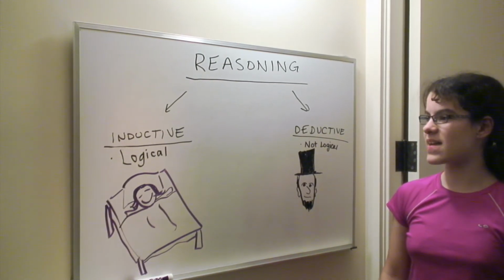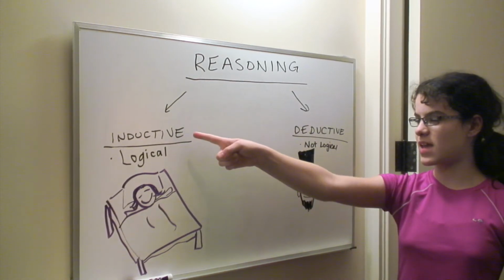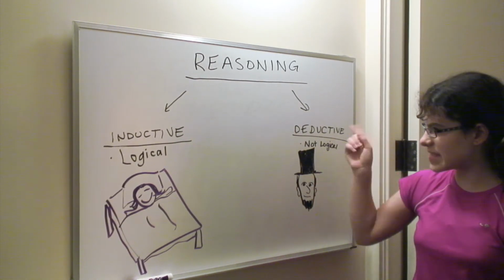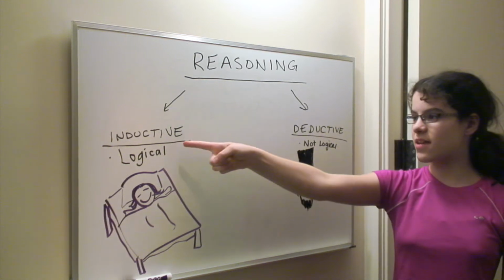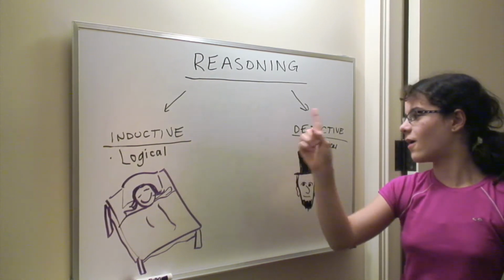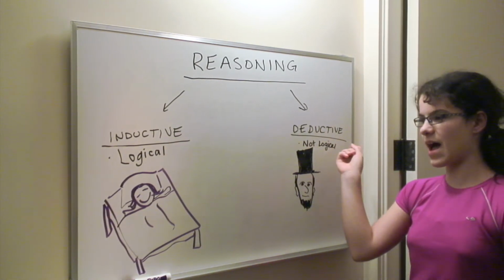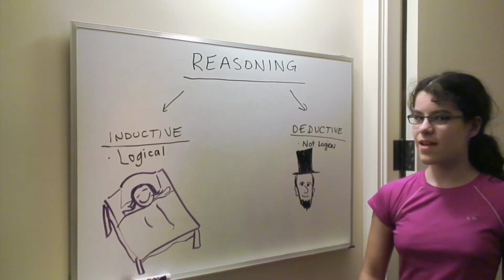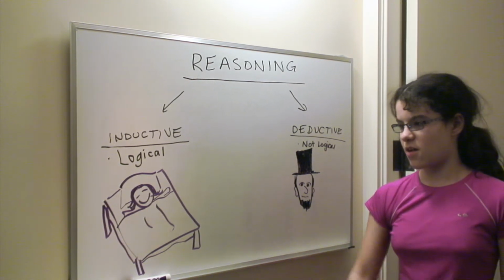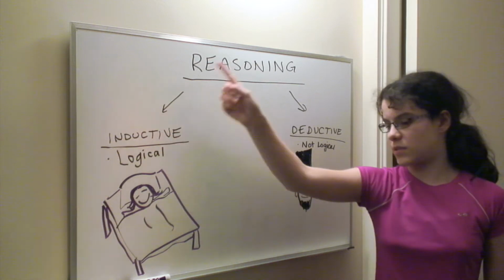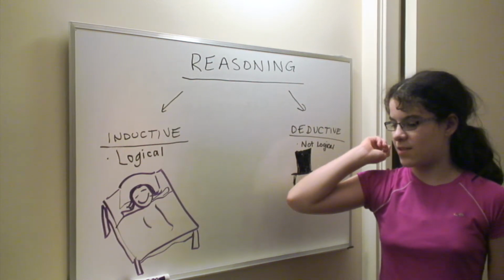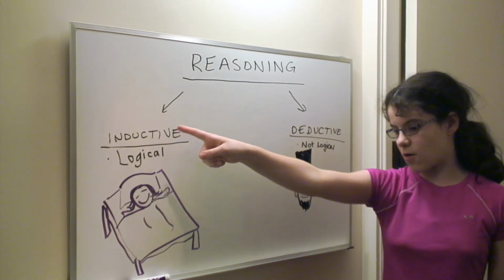There are 2 kinds of reasoning. The first one, inductive. The second one, deductive. Inductive reasoning is logical. Deductive reasoning is not logical. An inductive reasoning example is, all beds are indoors. I am in a bed, therefore I am indoors.